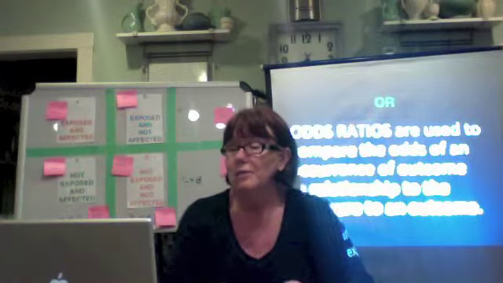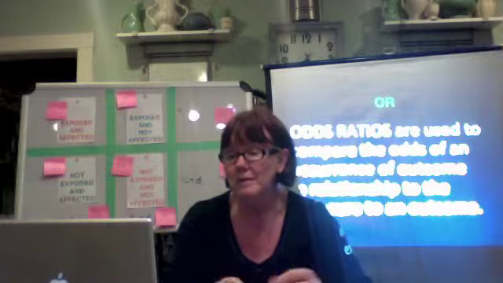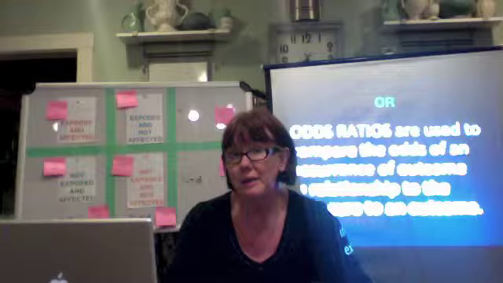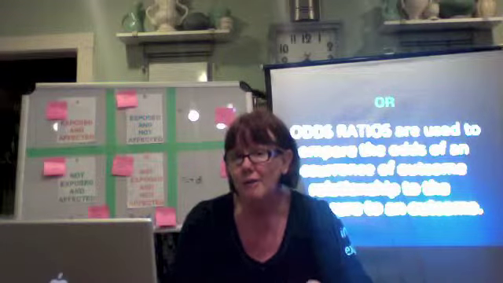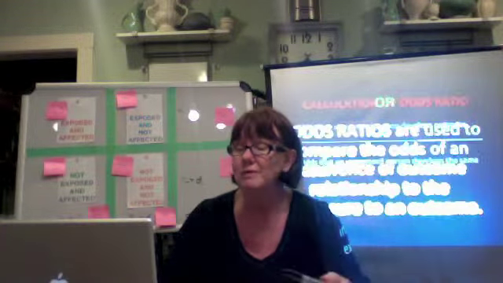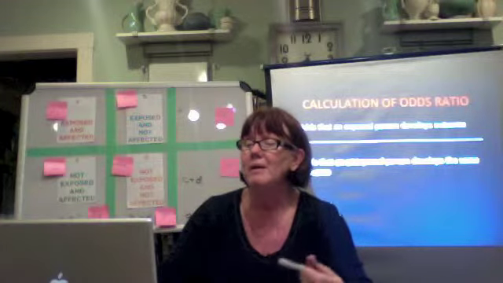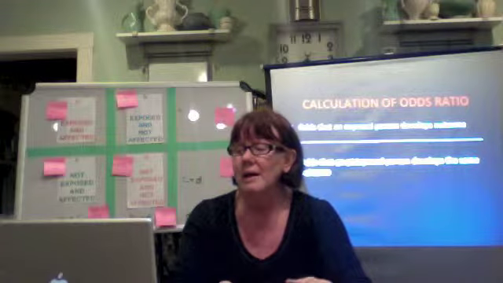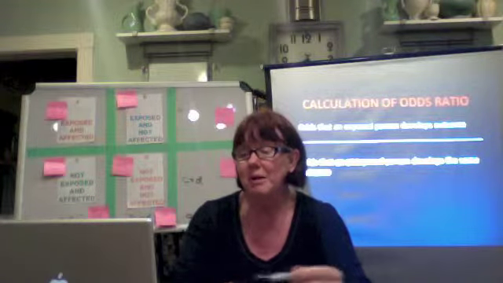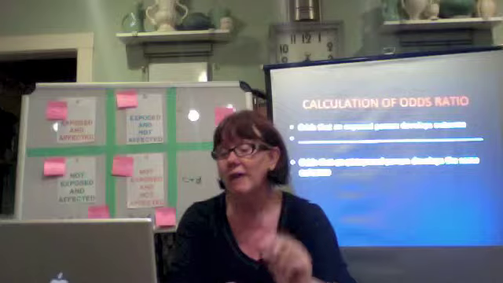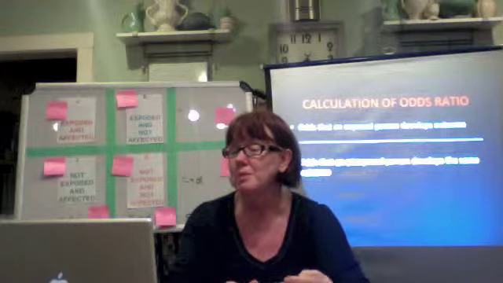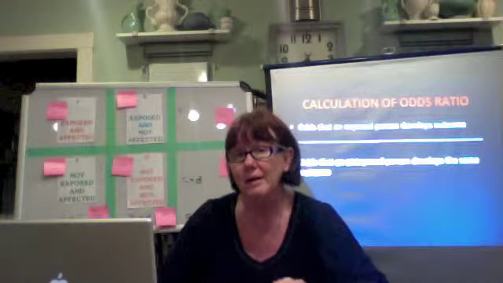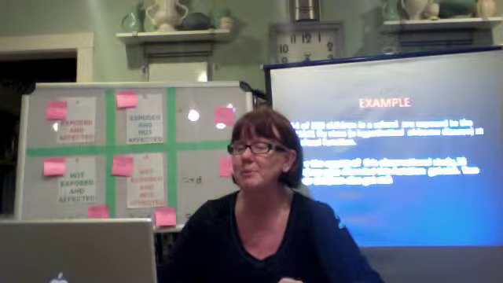The odds ratios compare the odds of an occurrence of an outcome in relationship to the exposure. So it's really the odds that you would come down with some sort of disease after you were exposed to it. Looking at it another way, the odds that an exposed person develops an outcome is divided by the odds that an unexposed person develops the same outcome. This will become a little more clear in our example later.